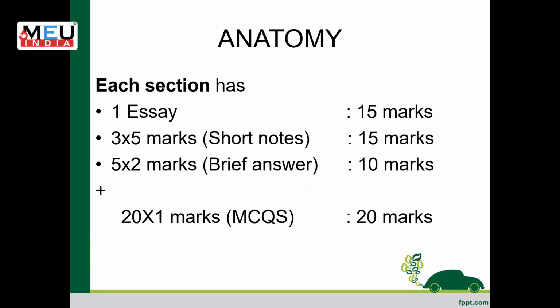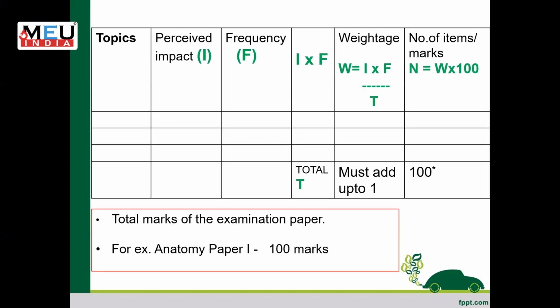Dr. Girija has told the next step. One essay, with the marks of your university, short notes, brief answers or MCQs, so each section has 40 marks. Then 40 plus 40 is 80 and then 20, so 100 marks. Once you do this formula, you'll get a better idea on how to give the marks. Dr. Girija has shown the next step, where she showed how many questions, essay from upper limb, how many short notes from upper limb, how many 2-mark questions from upper limb to get a total. That total comes in N is equal to W into 100.